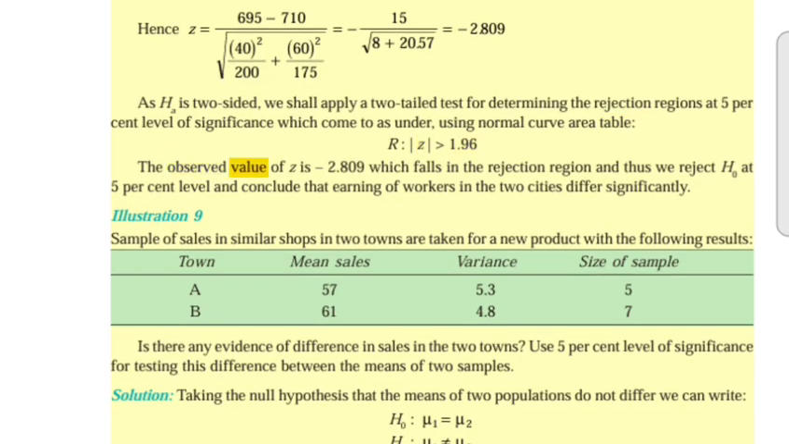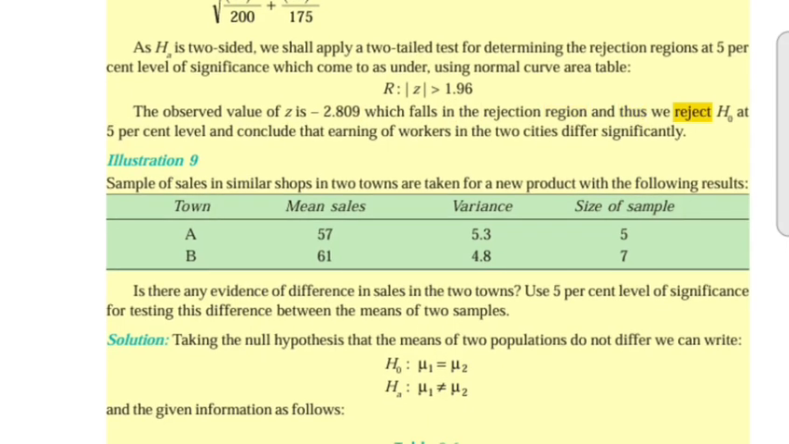The observed value of z is 2.809 which falls in the rejection region and thus we reject H0 at 5% level and conclude that earning of workers in the two cities differ significantly.